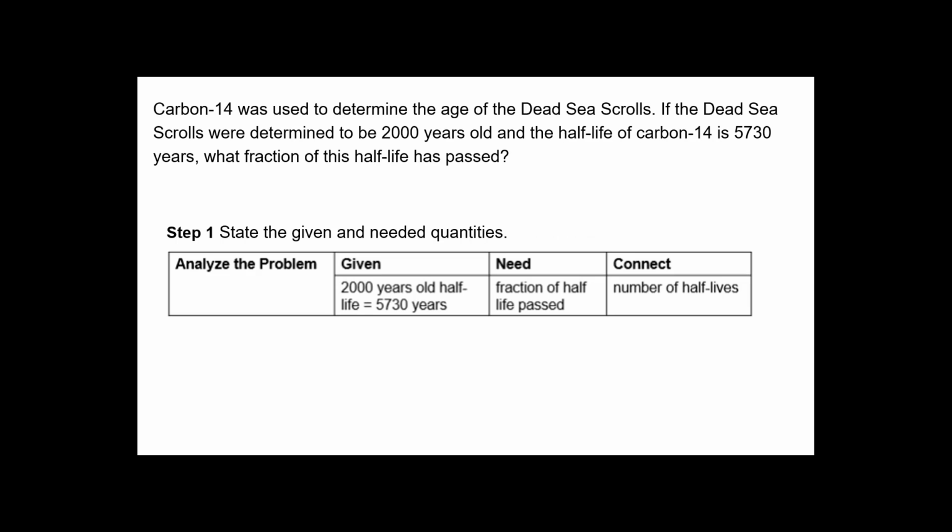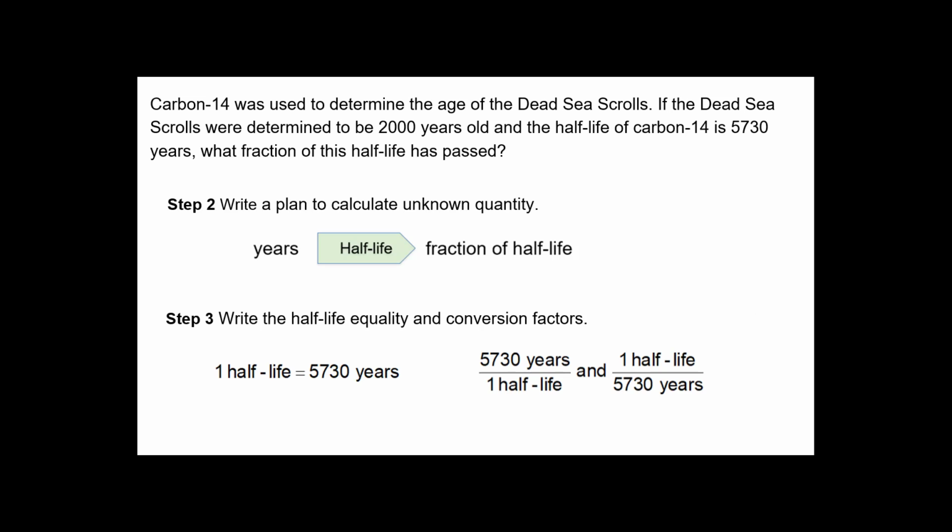So let's take a look at the information we have here. First of all, the Dead Sea Scrolls are determined to be 2,000 years old, but the half-life is actually a larger value. So the Dead Sea Scrolls are not even as old as the half-life. So it wants to know what fraction of that half-life has passed, because it's not gotten to the complete 5,730 years. So we're going to do some more math here. We need to plan a way to get there, think of a stepping stone. We have the years, we're going to use the years, and then we're going to use the half-life, and that's going to provide us a fraction of the half-life.